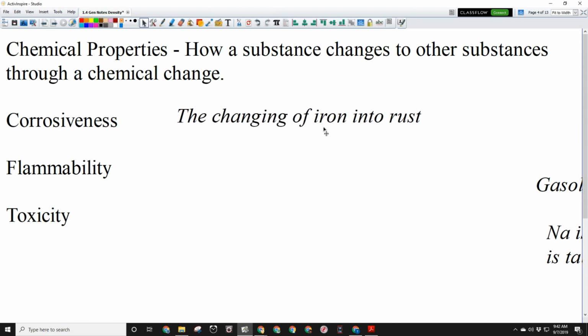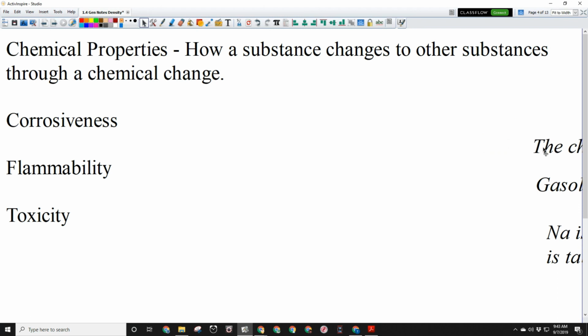Like we can talk about an iron nail, and we can talk about how corrosive this iron nail is when it changes into rust. Okay, so did you know that rust is really not the same thing as the iron nail? So if we leave an iron nail outside, it's going to rust, and it's going to keep rusting until the iron nail disappears. Then all you have is rust. So it's not something that attaches to the nail. It's the nail actually chemically changing into a different substance. Okay, so that's a chemical property.